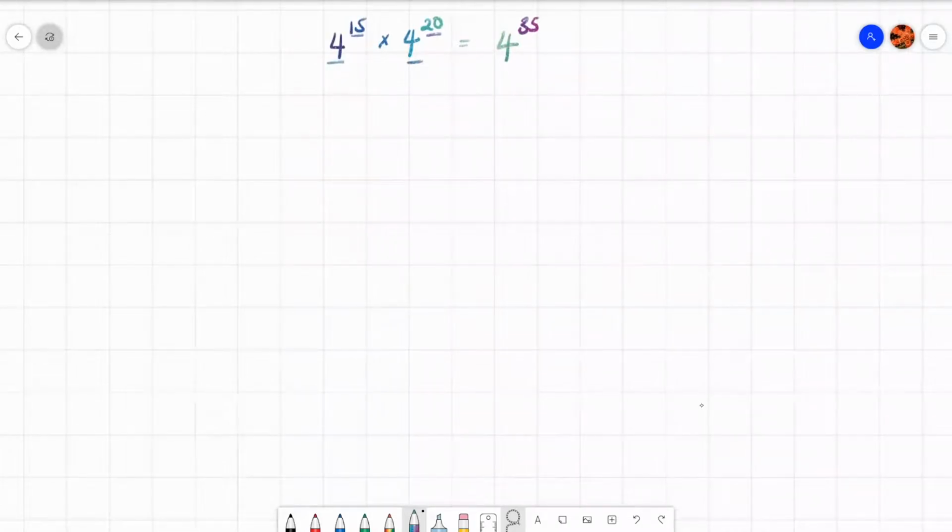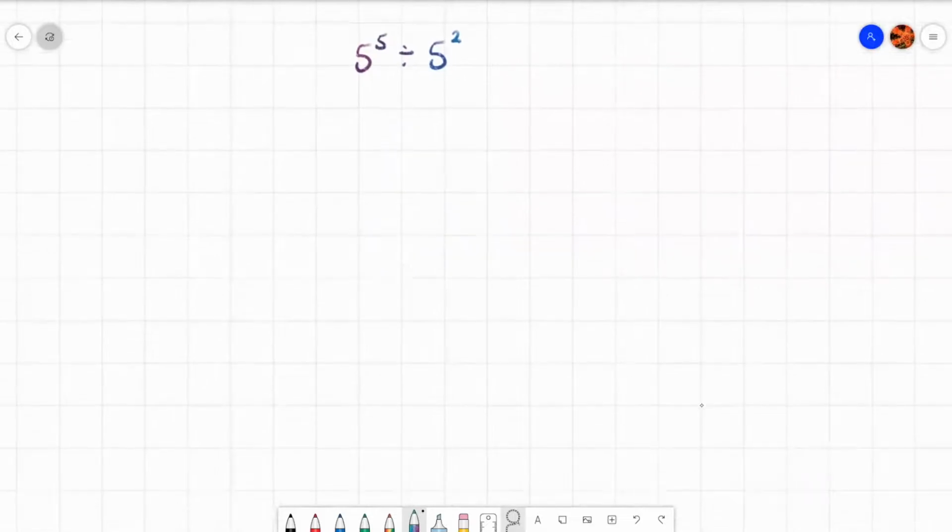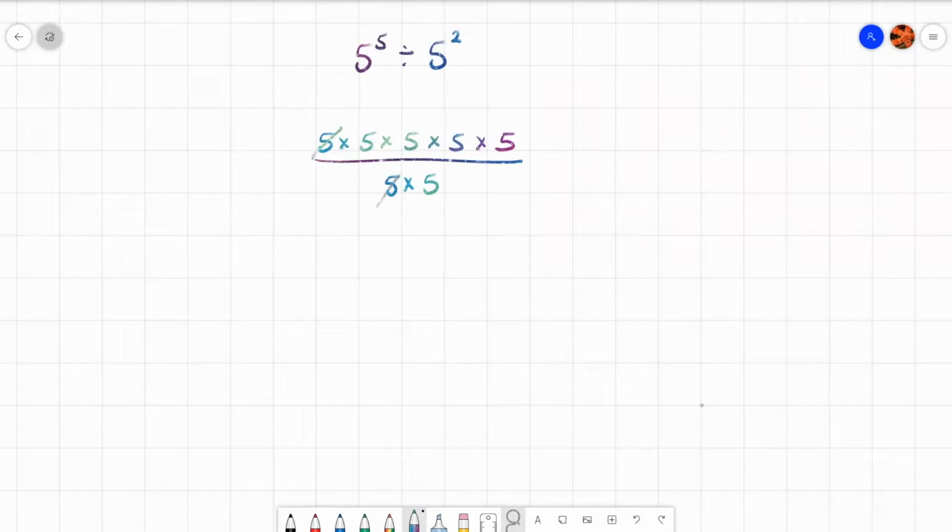When we are dividing, let's have a look at what happens. So we've got 5 to the power of 5 divided by 5 squared. Well, 5 to the power of 5 means 5 times 5 times 5 times 5 times 5, divided by 5 times 5. Well, we need to cancel some out because 5 divided by 5 is 1. 5 divided by 5 is 1. And obviously when you times anything by 1, it stays the same. So we're just left with 5 cubed.